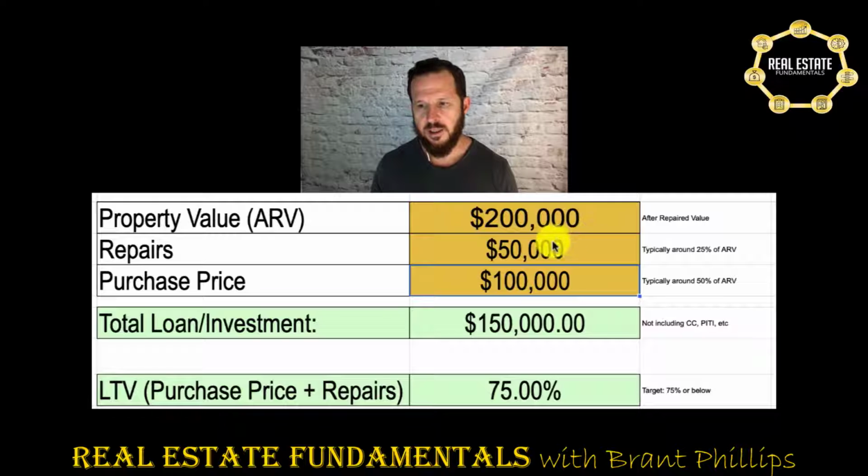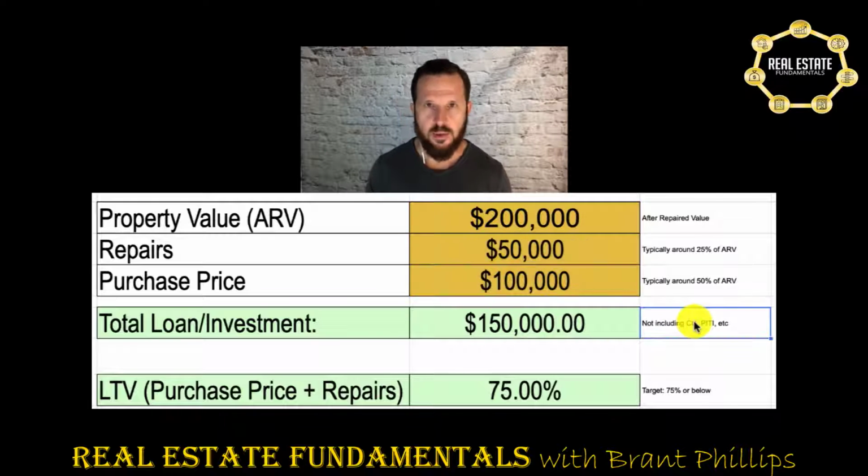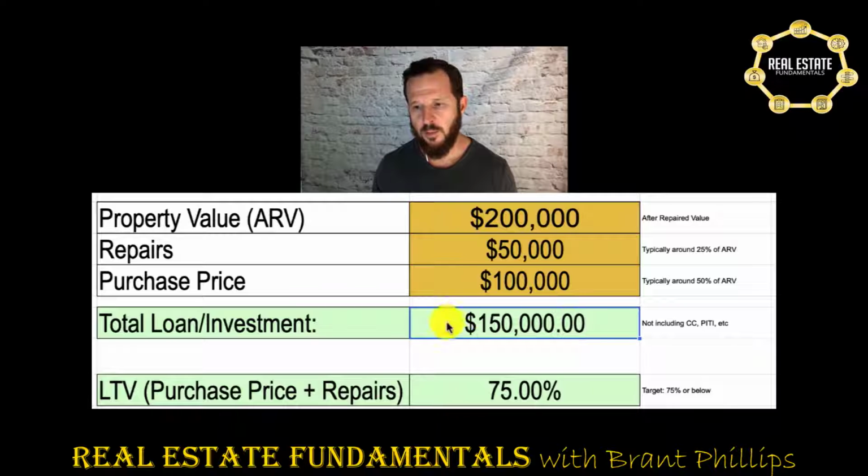So if we took these numbers here, and we had a total loan, like if we got 100% financing, or a total investment amount if we were doing it cash, the sum of our purchase price and repairs, our gross cost on those two items alone, not including closing costs, principal, interest, taxes, insurance, utilities, all that type of stuff. Just purchase price and repairs, that means we would be in this deal, right?